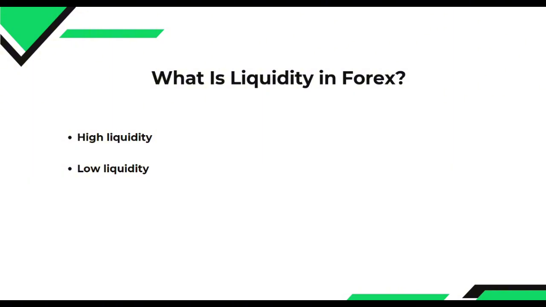Now, for high liquidity, this is when we have lots of buyers and sellers in the market, and during this period, trades execute quickly at stable prices. Then, for low liquidity, this is when we have fewer participants, that is, few buyers and sellers in the market, and during these periods, we usually have wider spreads and more slippage.